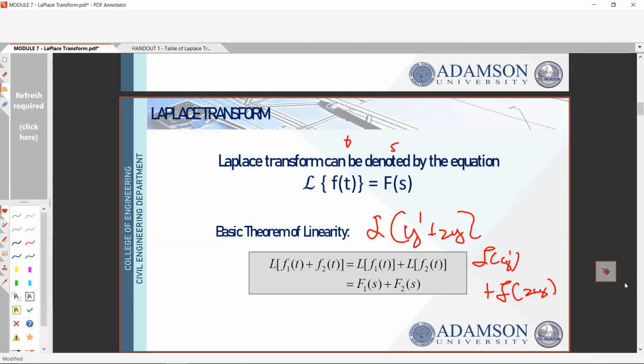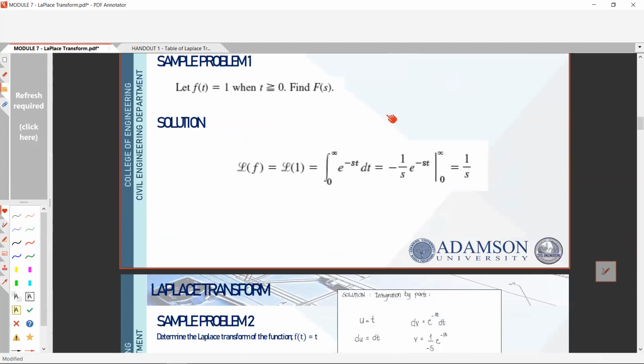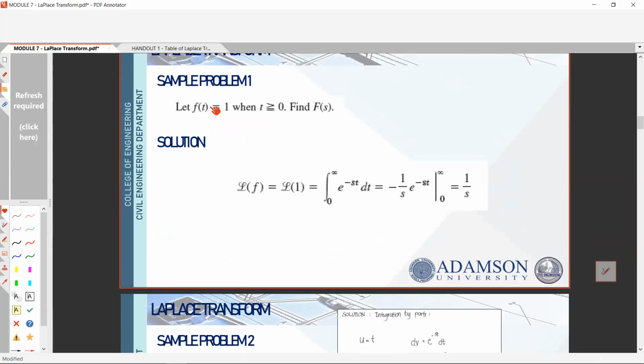Ayan, yan lang yung basic yun yung default na letter na variable notation, letter T and letter S. Okay. Sige. So for example, we have the function f of t equals to 1. So ito yung f of t natin. And when time is greater than or equal to 0, now we want to find the f of s or the Laplace transform of this one. Okay.